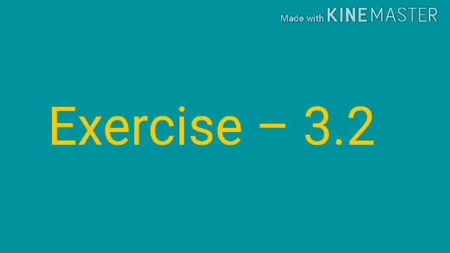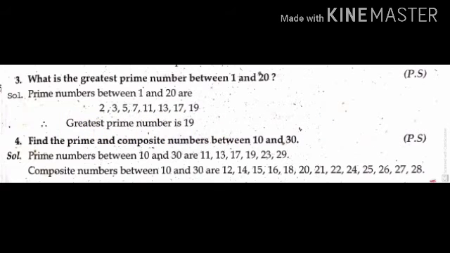Now we are going to discuss Exercise 3.2 problems. Third question. What is the greatest prime number between 1 and 20? Solution. Prime numbers between 1 and 20 are 2, 3, 5, 7, 11, 13, 17, 19. Therefore, the greatest prime number is 19.